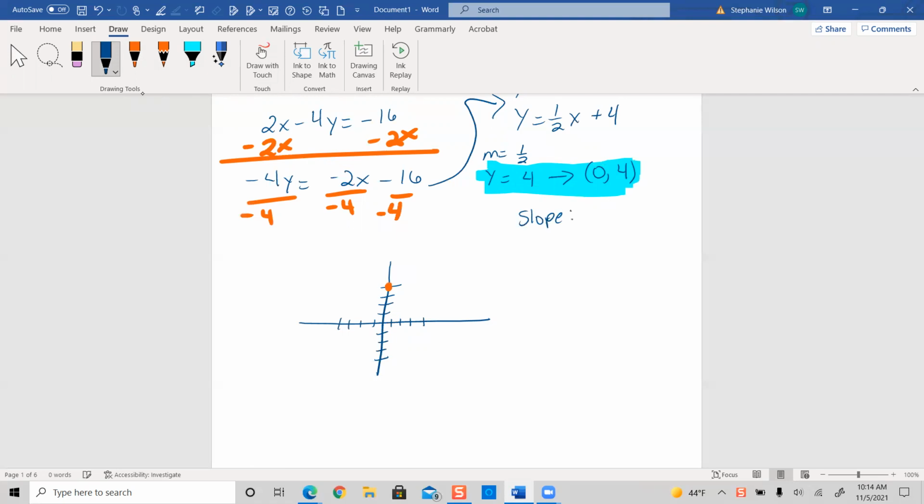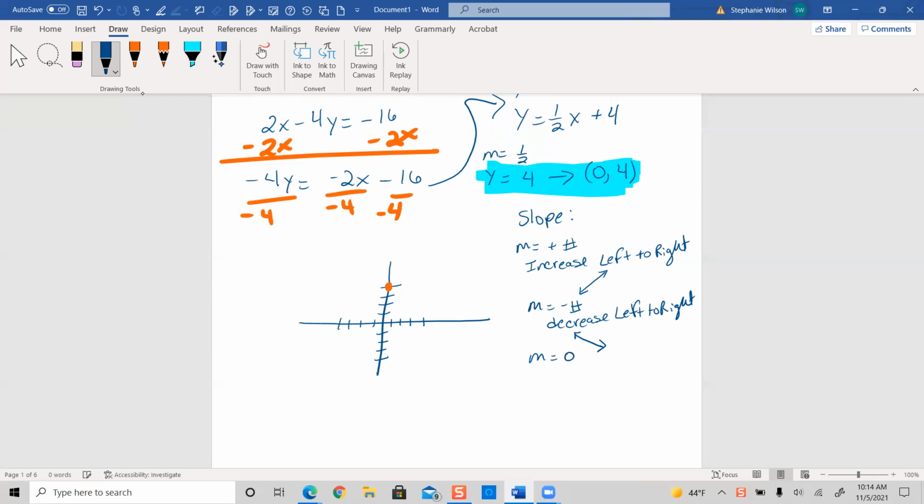When we plot our slope, there's some key things to know. If your slope is a positive number, then your line is going to increase left to right. It's going to look something like this. Somewhere on there, it's going to increase that way. If the slope is a negative number, then the line will decrease left to right. And it will look something like this somewhere on that graph.